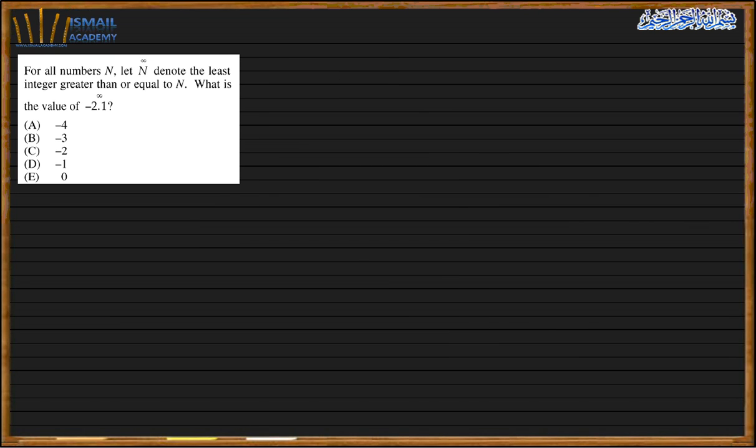Next one. So here we have n is a number, so we don't even know what type of number, but it is a number, which means it is a real number. So they define n with the infinity on the top to be the least integer greater than or equal to n. That means suppose I is my integer, so I is the least integer greater than or equal to n.